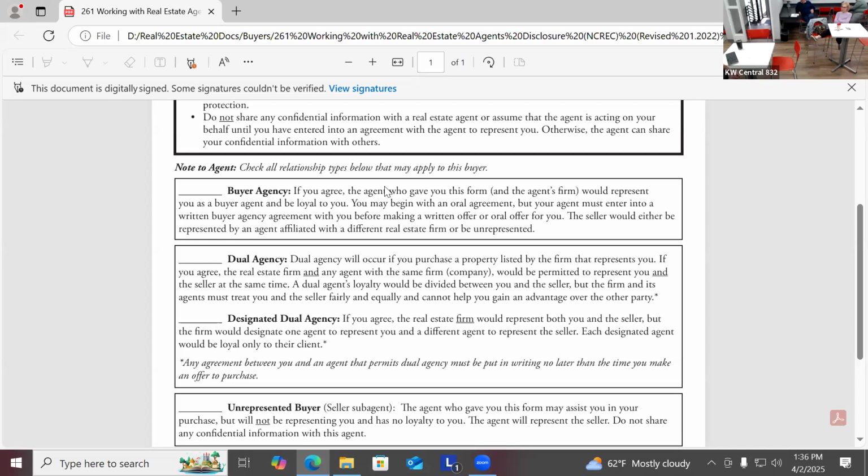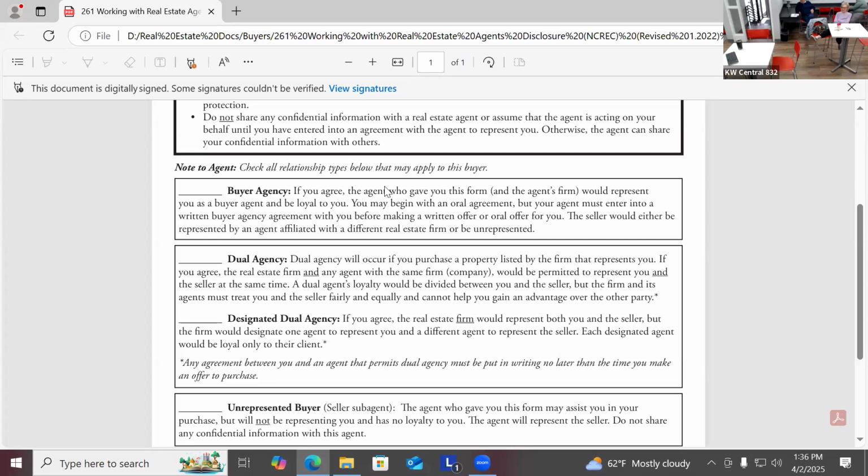Yes. So double use of this form. If you're using it one way, in the most common way that we use it, where we're representing and working with a buyer, we only check the top. If we are being a sub-agent of the seller and a buyer comes in, just like you said, I have to review the working with real estate agents with them, right? Yes, you do. At that point in time, then you decide which box you're going to check.